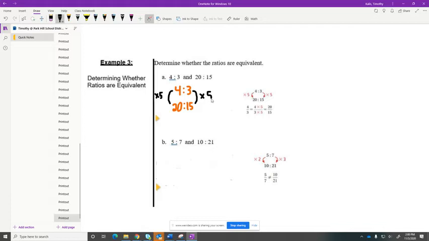Now, because we can do this, and because we can multiply both of them by 5, we know that these two ratios are in fact equivalent. Okay, so now let's try the second example, example B, 5:7 and 10:21.